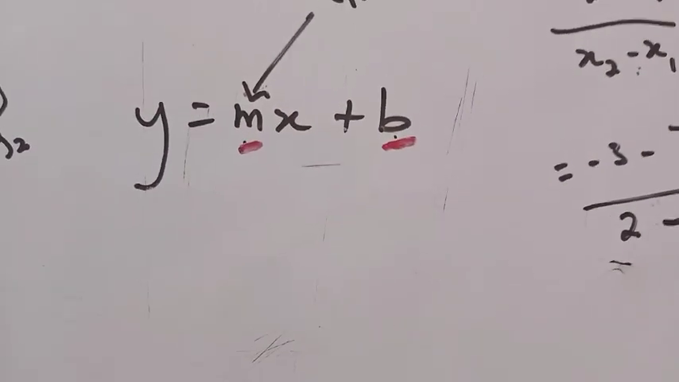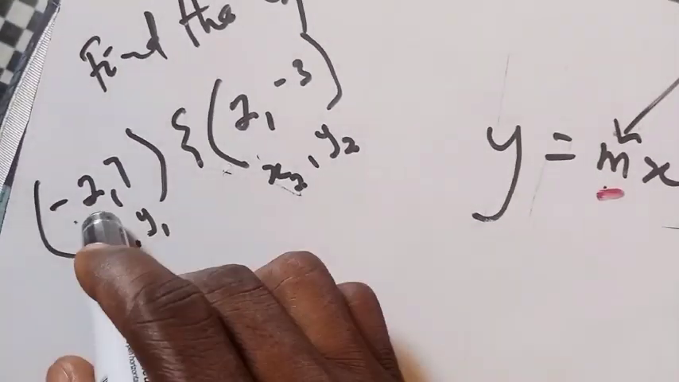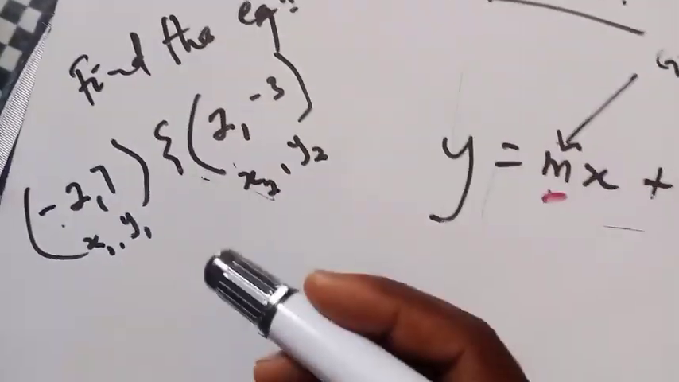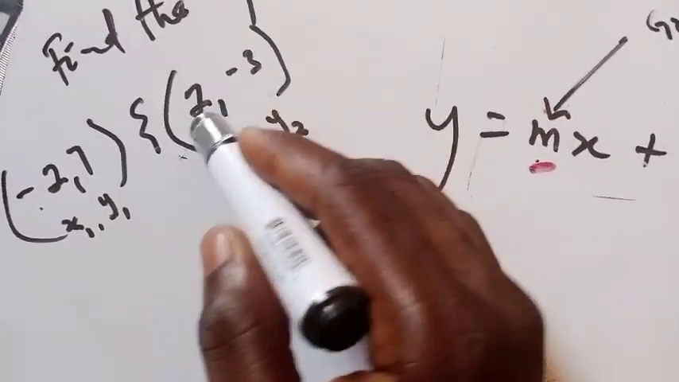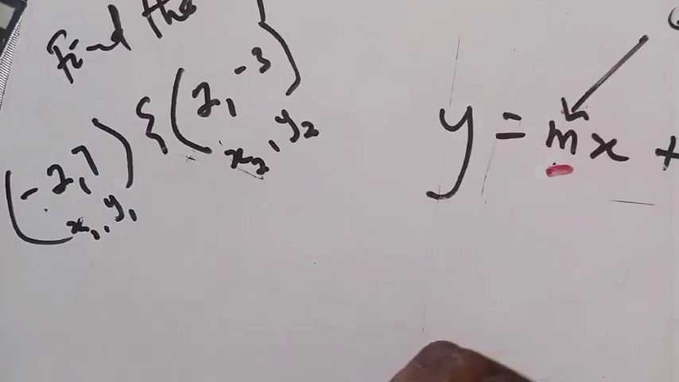So for you to find b here, you are going to pick any of the 2 points given to you. So you have this point and this, any of them. So you may go for this or you may go for that. The choice is yours. You are going to arrive at the same answer. So me, I like working with the simple one. So I have 2, -3. So if someone goes for the other one, you still arrive at the same answer.